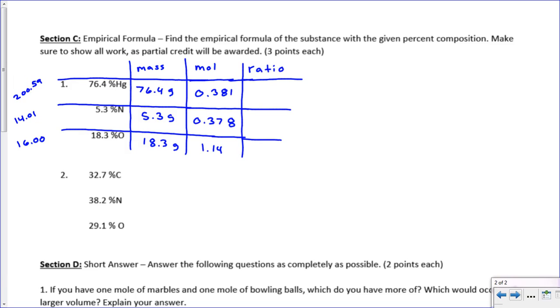The next step is to find the ratio between these different elements. To do that, you divide by the one that has the smallest number. In this case, it's 0.378. So if you look at the number of moles, we got 0.381, 0.378, and 1.14. 0.378 is the smallest, so we're going to divide each of the numbers in the mole column by 0.378. That one's easy because 0.378 divided by 0.378 is going to give you 1. On the top row, we've got 0.381 divided by 0.378, and we get 1.01. And then on the bottom here, 1.14 divided by 0.378, you get 3.02.